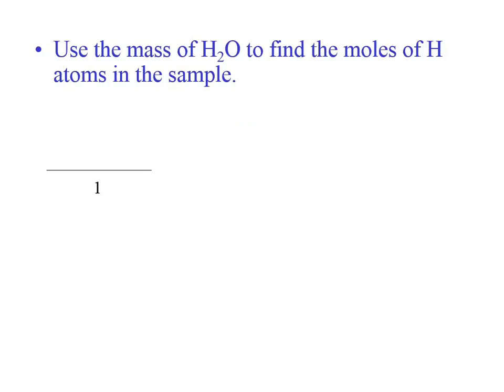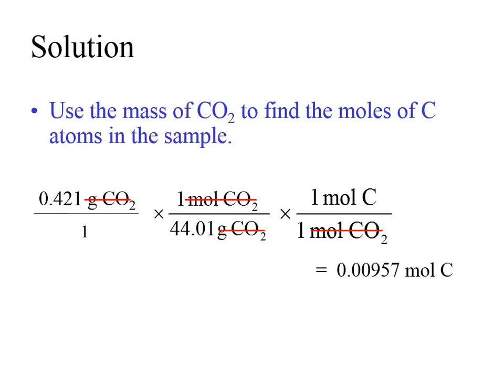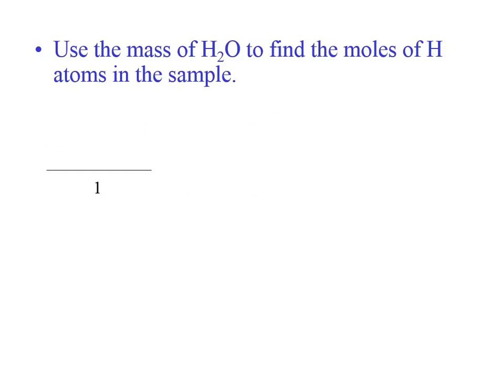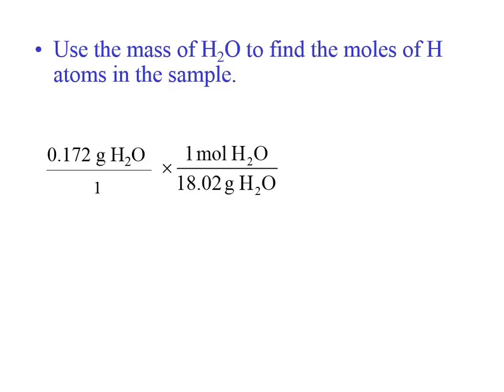So if I start with, wait, here's the mass. Oh, okay. So we're going to get moles of hydrogen. Sorry about this. From our water scrubber, it picked up a mass of 0.172 grams of H2O. Use the molar mass of H2O, so 1 mole H2O over 18.02 grams of H2O. Then don't forget this step. It's gotten a lot of us, so there's 2 moles of hydrogen for every 1 mole of water.